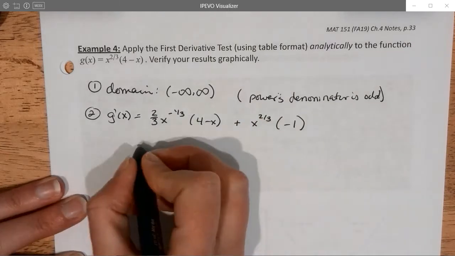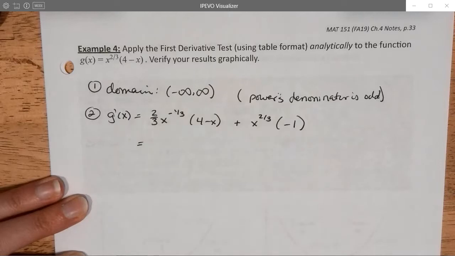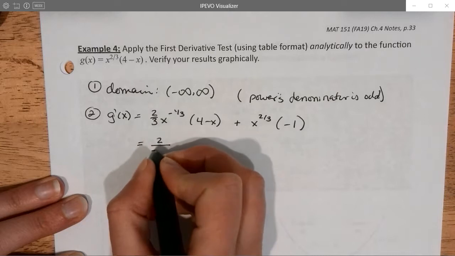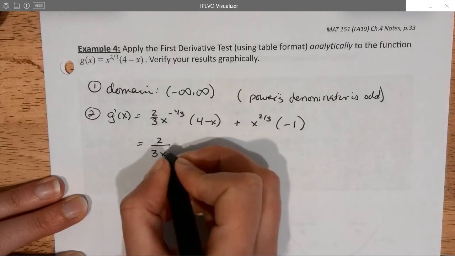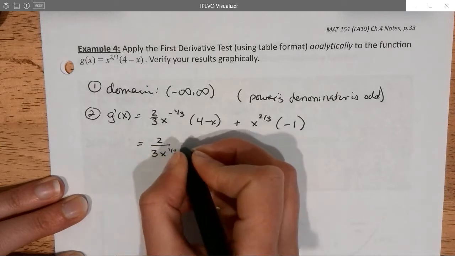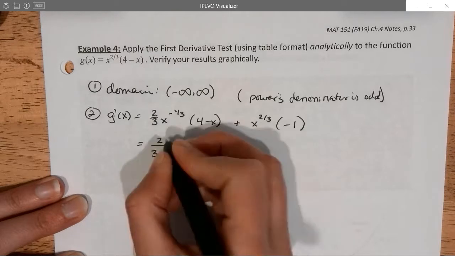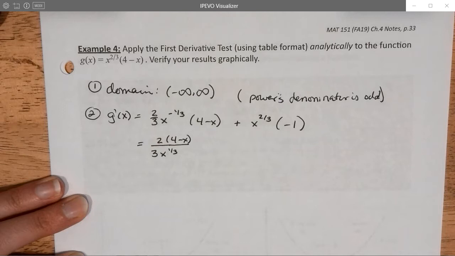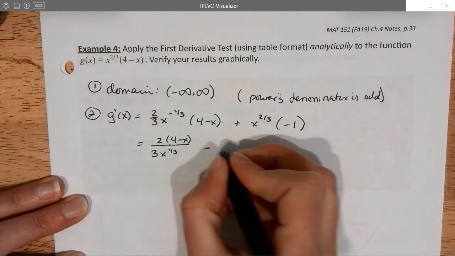And if we simplify this, this is 2 over 3 x to the 1/3 power. Let's go ahead and put our 4 minus x in the numerator as well, just putting the 2 and moving that to the bottom because I had a negative power. Then we have minus x to the 2/3 power.